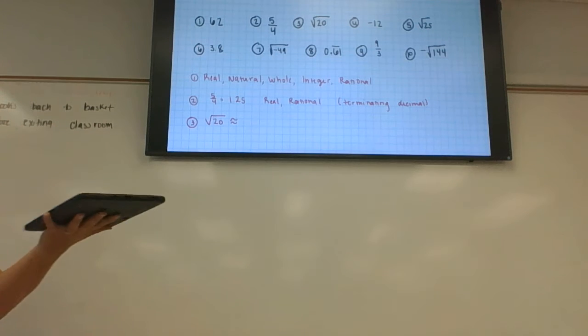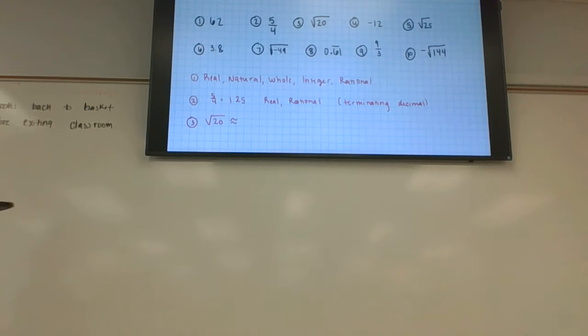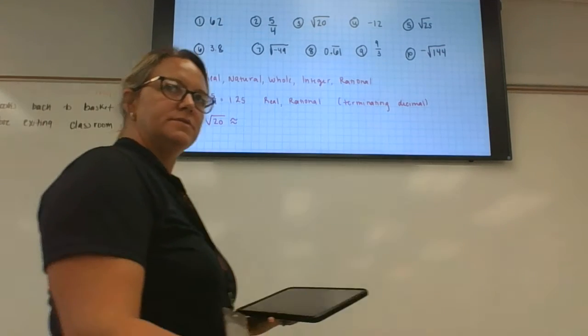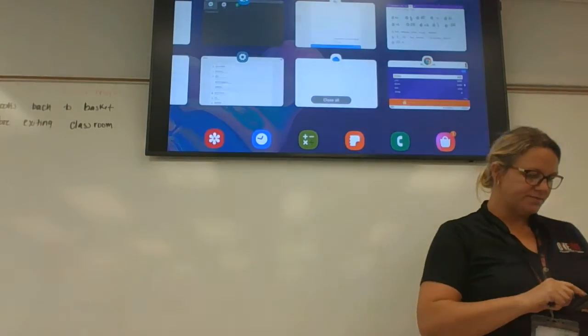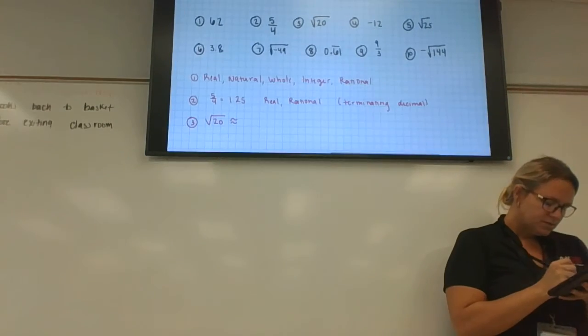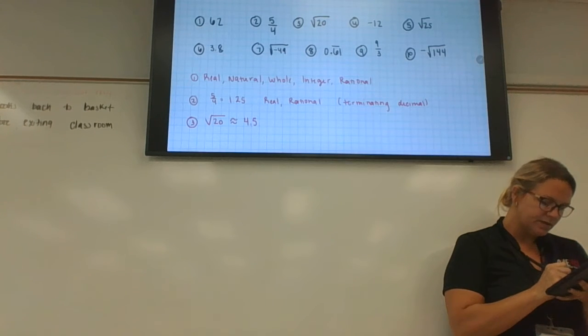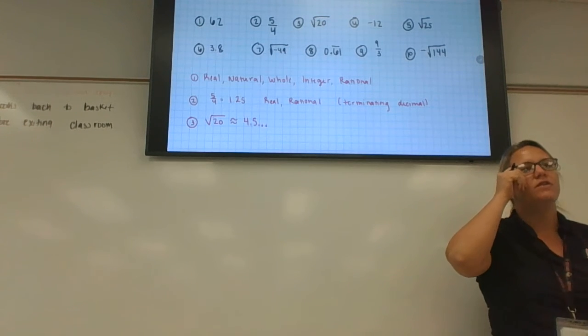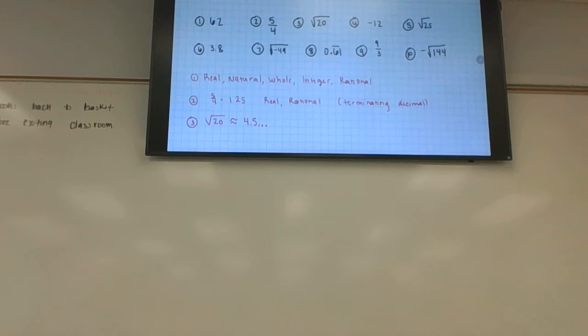Emily, here, did you square root 20? You tell me the square root of 20? Jade, what's the square root of 20? 4.5. That decimal goes on forever and ever. So we call that irrational.